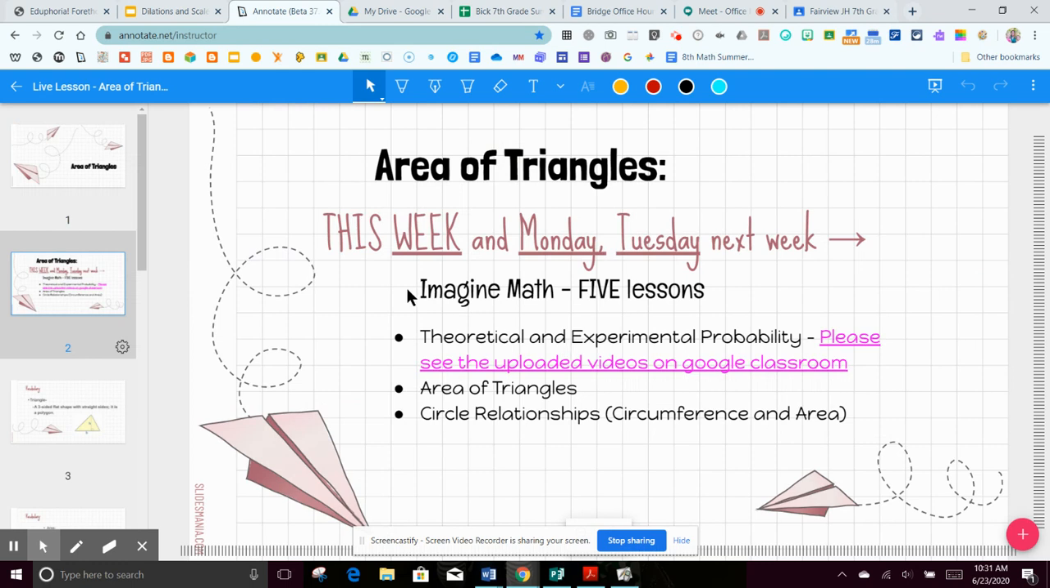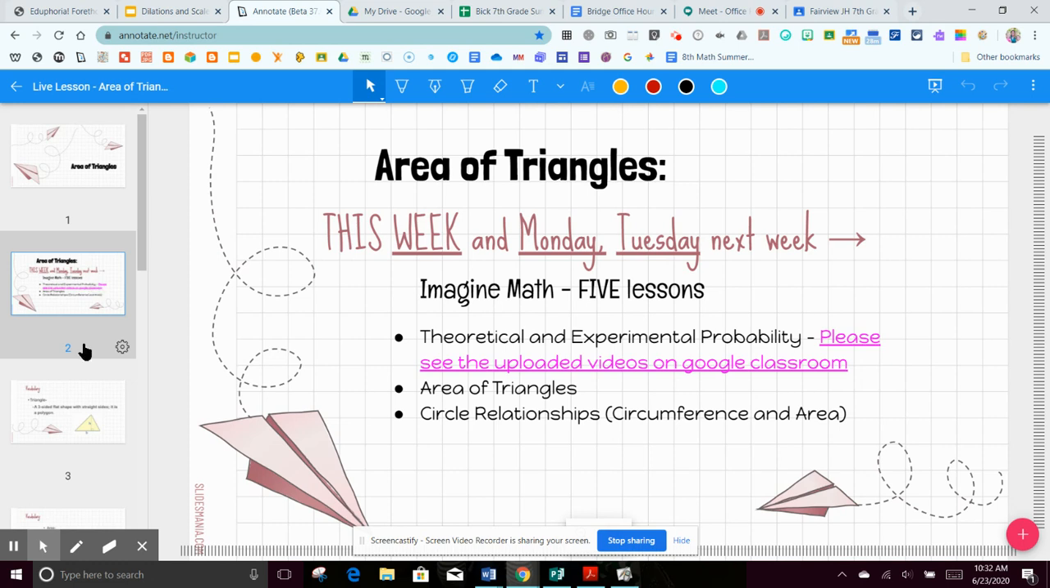Because all that's left is the theoretical and experimental probability and making predictions. So there's 2 probability lessons, and then there's 3, 1 for area of triangles and 2 for circle relationships, which are circumference and area. So you have 5 total lessons if you've been keeping up with the pace of the class.